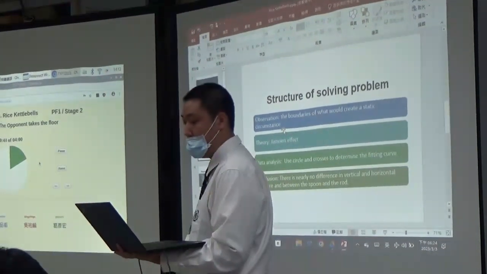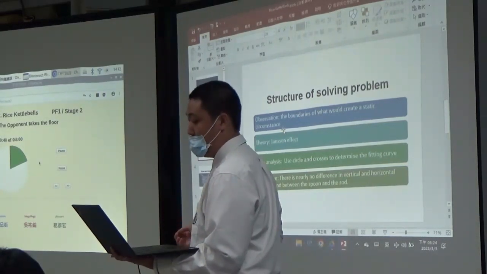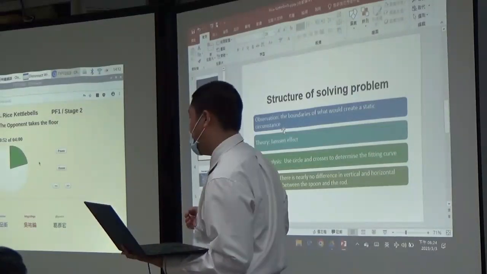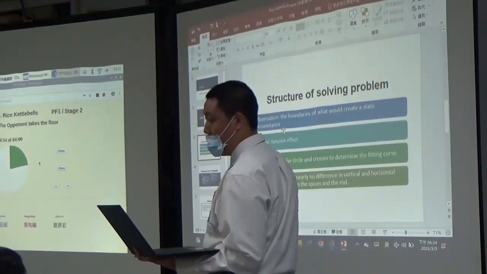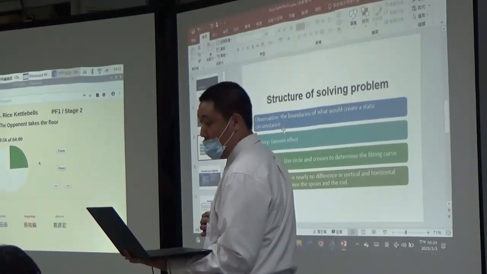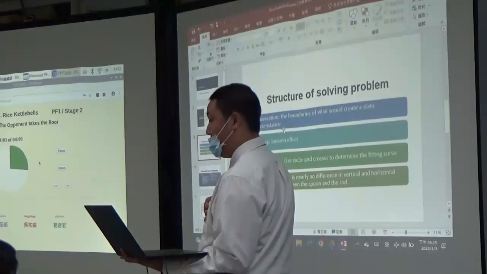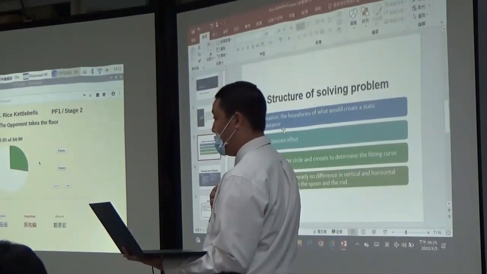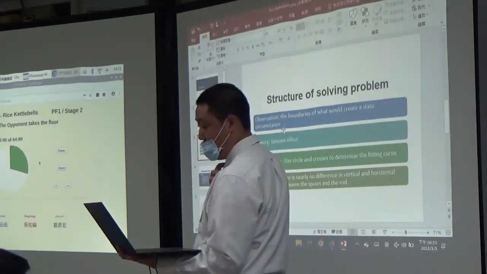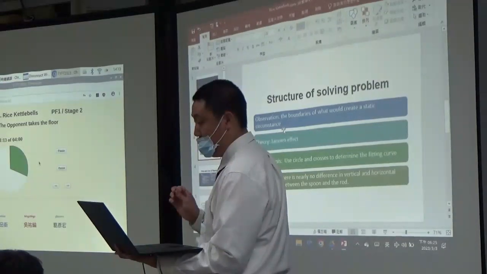The reporters want to observe the boundaries of what would create this circumstance, and they use density theory to theorize the way this effect works. And then they use an iterative process on the different data to determine and find the fitting curve. And finally, they discover there's not really that much difference between their experiment and what they expected.